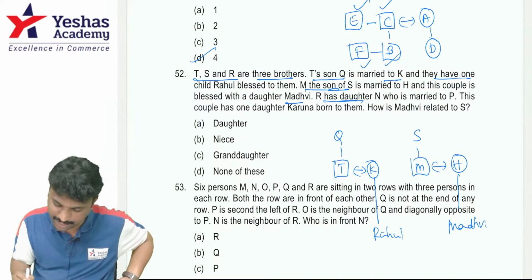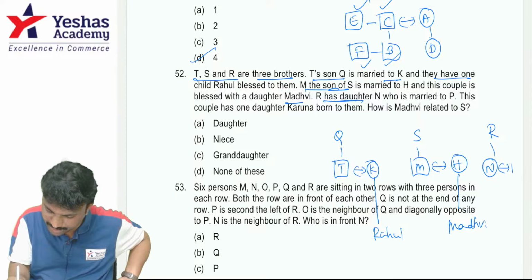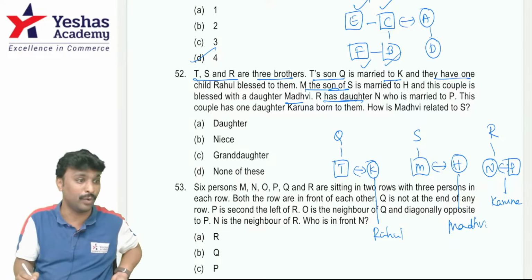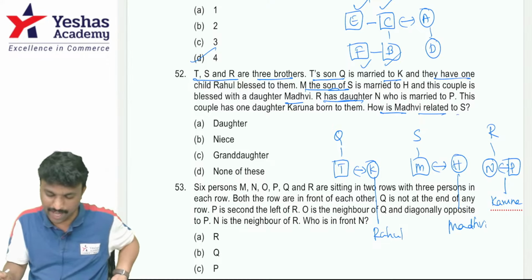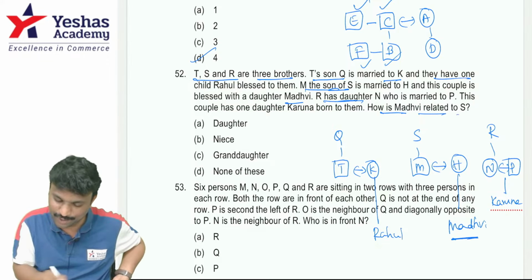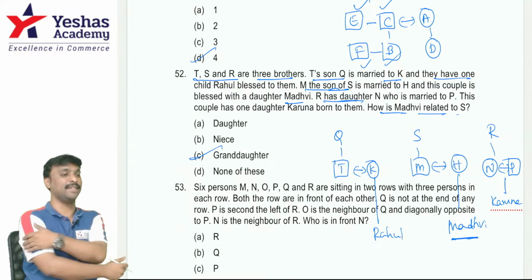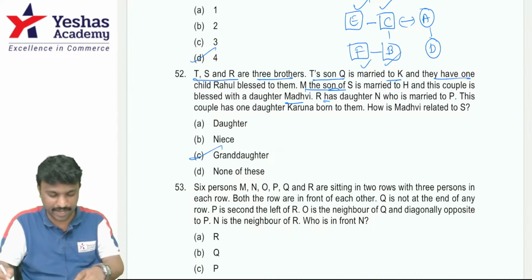R has a daughter N and is married to P, and they have a child. Who is that? Karuna. Next, how is Madhvi related to S? So clearly, Madhvi is S's granddaughter. So option C is the right answer. Is this clear? Moving on to the next question.